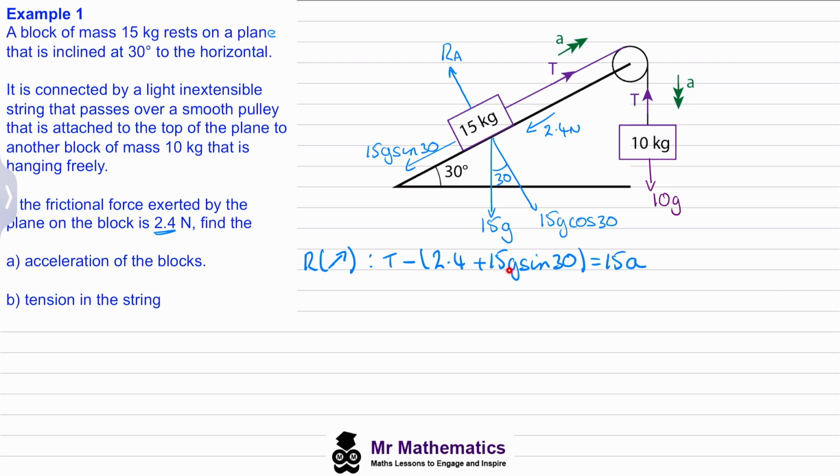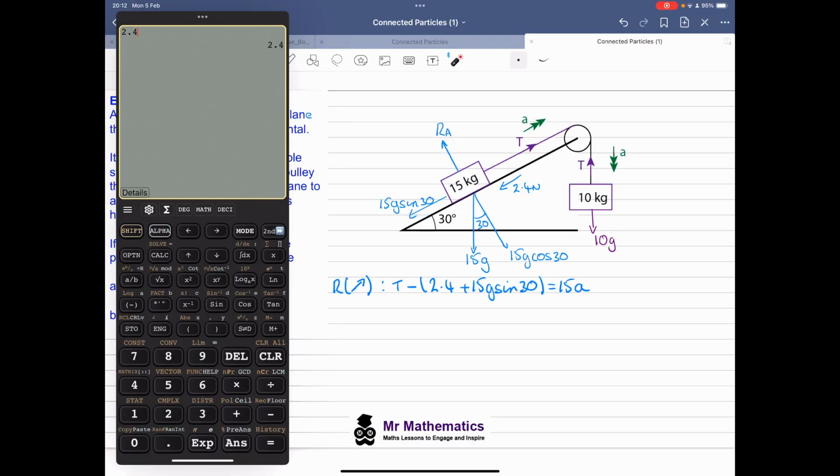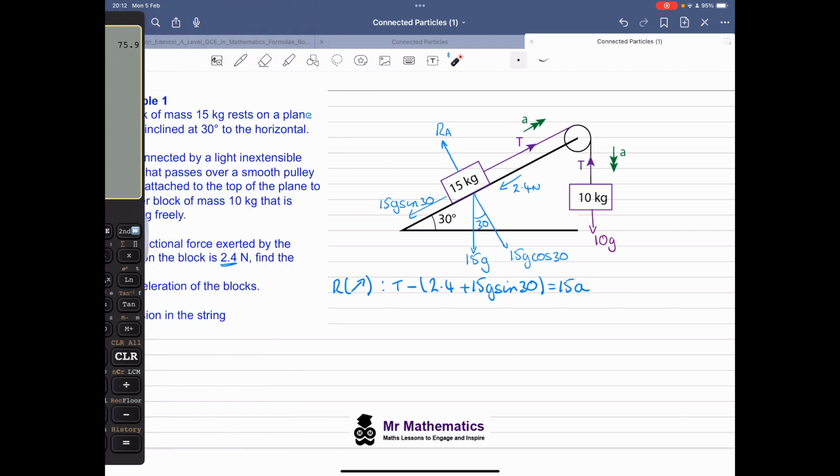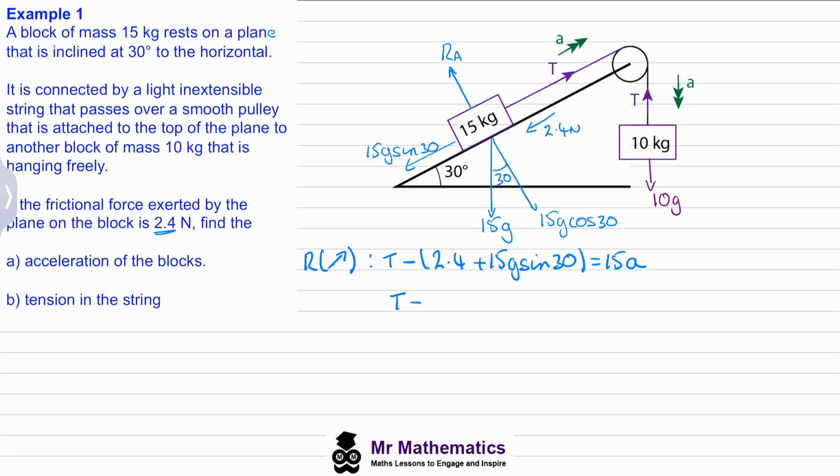We can work out this bit on our calculators. So we'll have 2.4 plus 15 times g times the sine of 30, and this is 75.9. So tension minus the 75.9 will equal 15a. Now I can't really go any further with this because we've got two unknowns. But because we've got two unknowns, we need two equations.